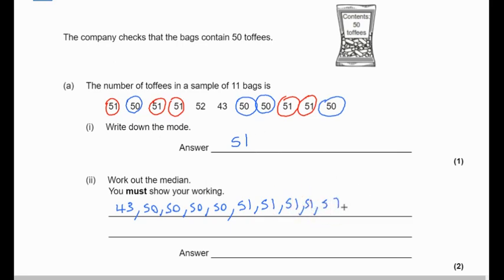Okay, then we've got 52. Wait, not 43, just 52. So let me just check that I've done that correctly. So 1, 2, 3, 4, 5, 6, 7, 8, 9, 10, 11. So we've got 11 numbers there. So remember, we've always got to make sure that the numbers are in order before we can work out the median. So the middle number is going to be, well, if we just cross off from each side.